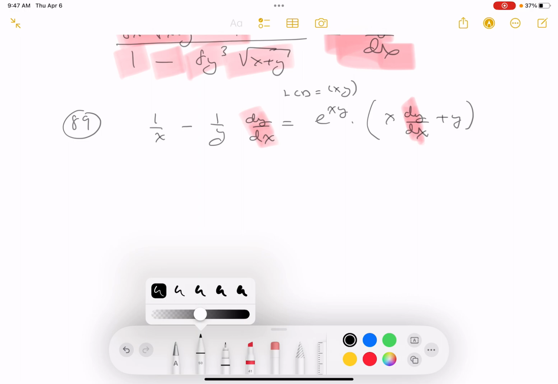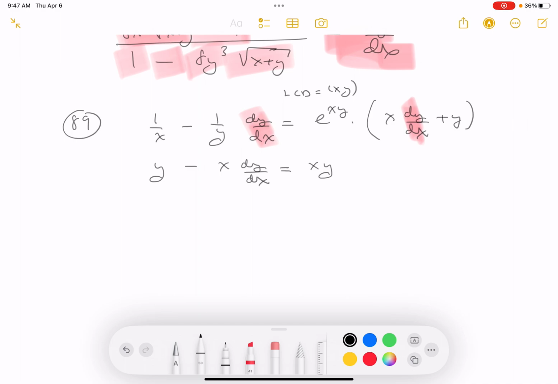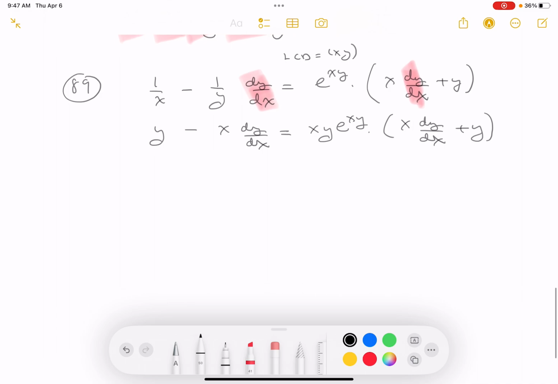Well, if I multiply the first term by xy, I just get y. If I multiply the second term by xy, I get x dy dx. Now, if I multiply the right side by xy, I get xy e to the xy times x dy dx plus y. All right, I got to expand this, and the reason for that is I'm trying to get the dy dx onto one side, but I got to expand it out to do that.